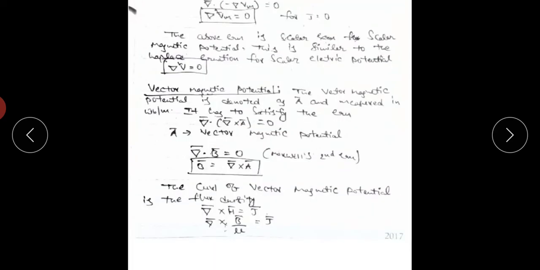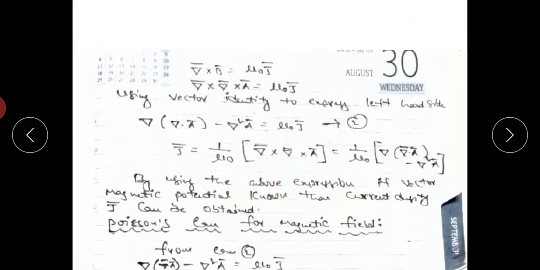know that Maxwell's third equation, del bar cross H bar equals J bar, H bar equals B bar by mu. So del bar cross B bar by mu equals J bar. So next equation, del bar cross B bar equals, if it is in free space, mu naught into J bar. So del bar cross A bar equals mu naught into J bar.